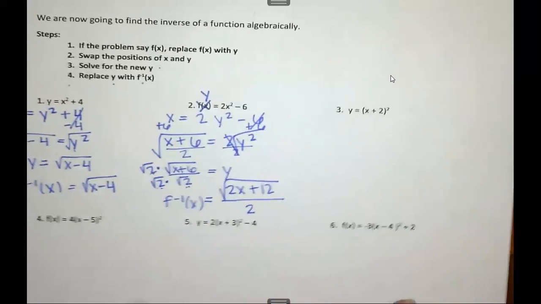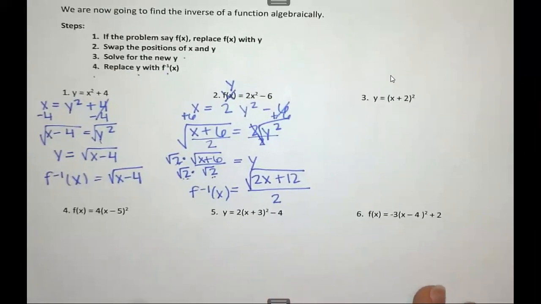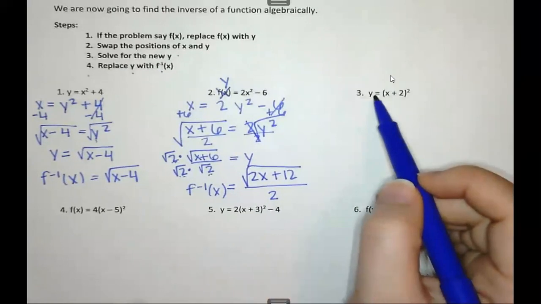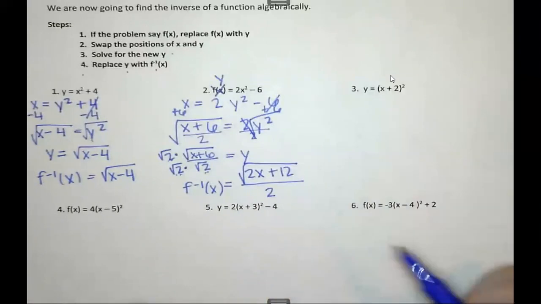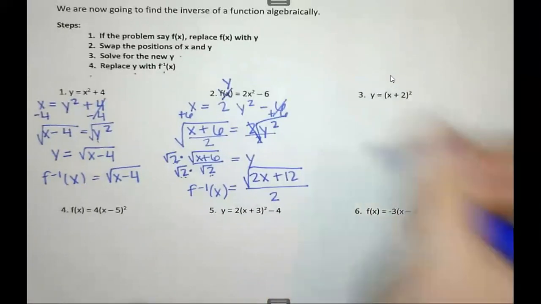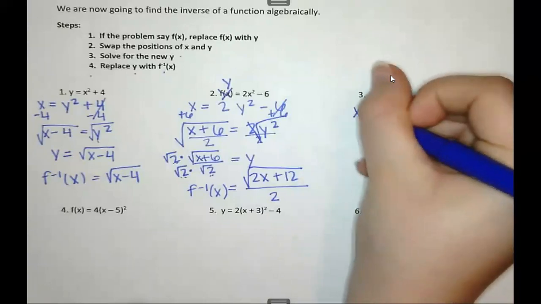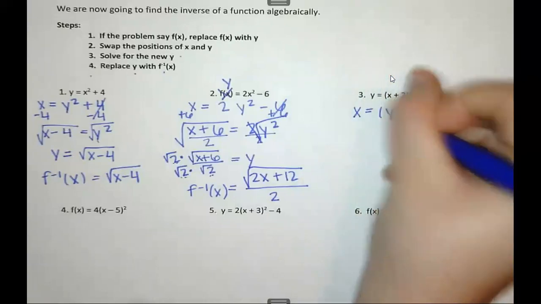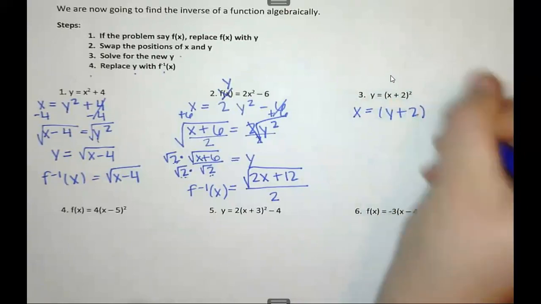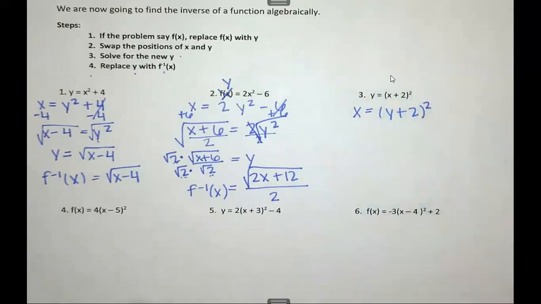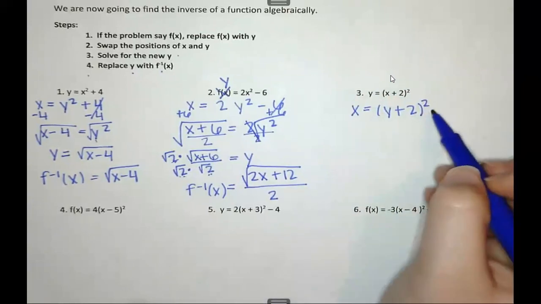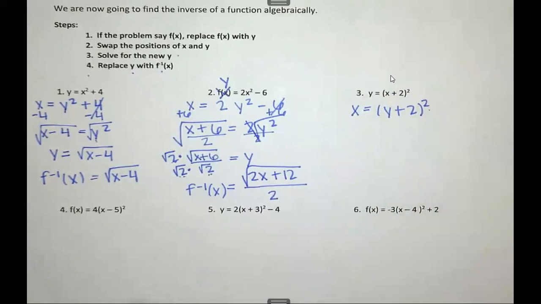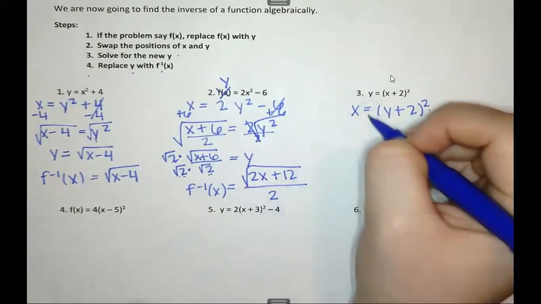All right, example number 3. Our f of x is already a y, so we're good there. Now we just have to swap the x and the y. So I'll have x equals y plus 2 squared. All right, so I cannot break up what is in the parentheses. I have to get rid of that square first. To get rid of a square, we take the square root.